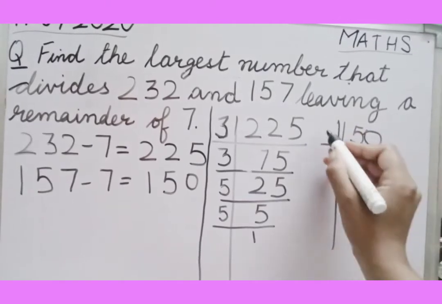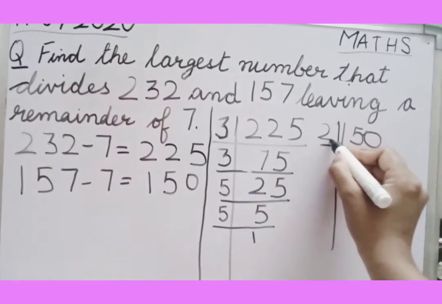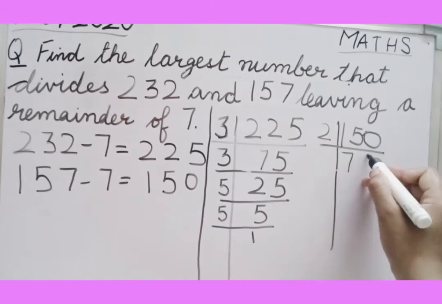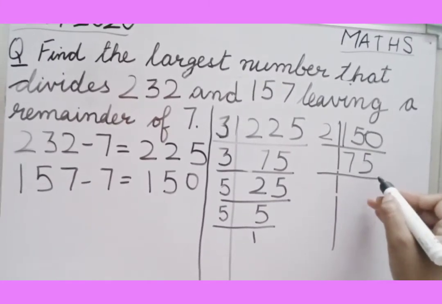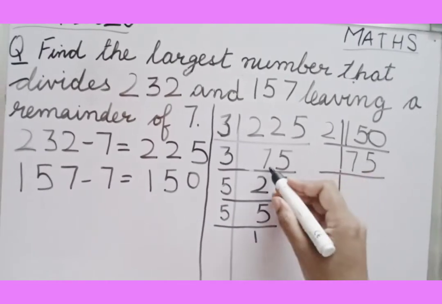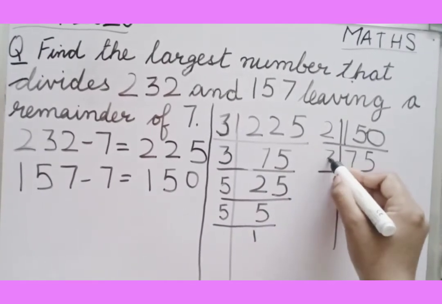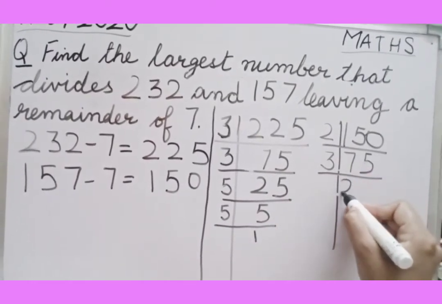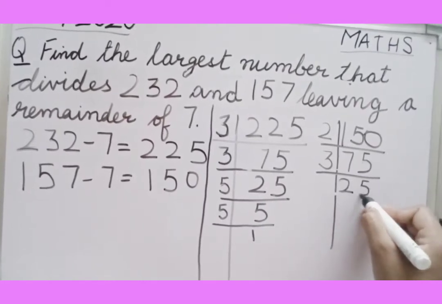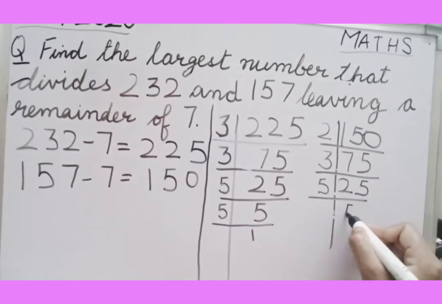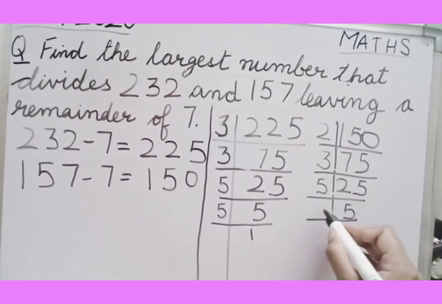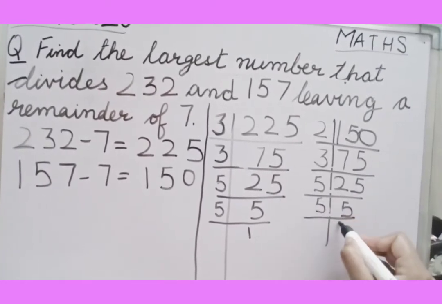It's an even number, so it's divisible by 2. 2 7s are 14 and 2 5s are 10. Now I get 75. So I think we will copy the same thing. 3 2s are 6, 3 5s are 15. Next is 5 1s are 5, and over here the last factor.